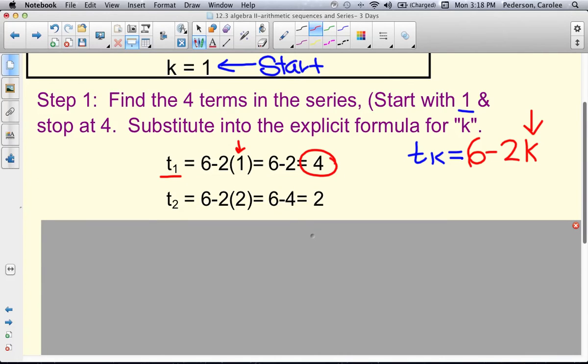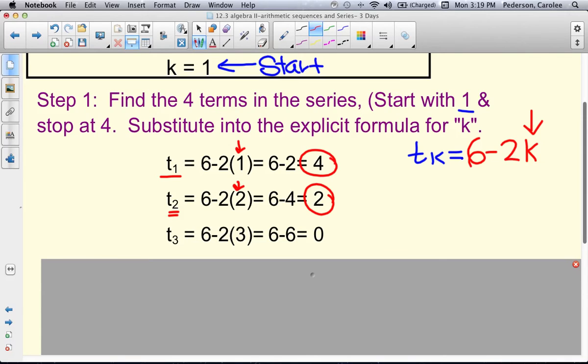Then I go down to term 2. I'm going to substitute 2 in for k. 2 times 2 is 4. 6 minus 4 is 2. So the next term in my series is 2. And I'm going to find term 3. So I substitute 3 in for k. 2 times 3 is 6. 6 minus 6 is 0. There is my third term.